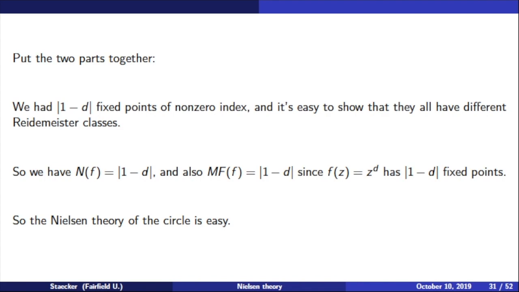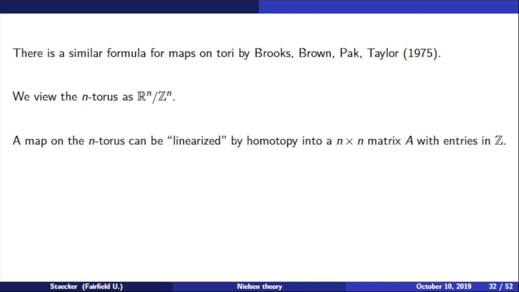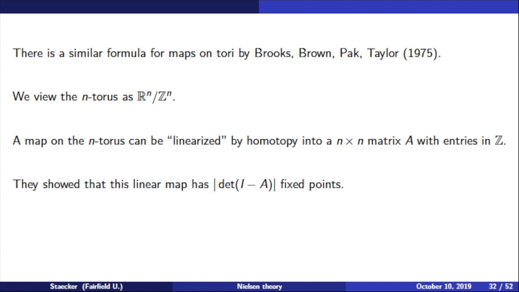I mean, it took a while for people to figure this out, but once you know what you're doing, it's pretty easy. There's a similar formula for maps on tori by Brooks, Brown, Pak, and Taylor. In the 70s, they figured out that if you view the torus as the quotient of the real numbers by the integer lattice, then any map on the torus, you can linearize by homotopy and express it as a matrix on Z^n, a matrix with entries in Z. And then they showed that you get basically the same formula.